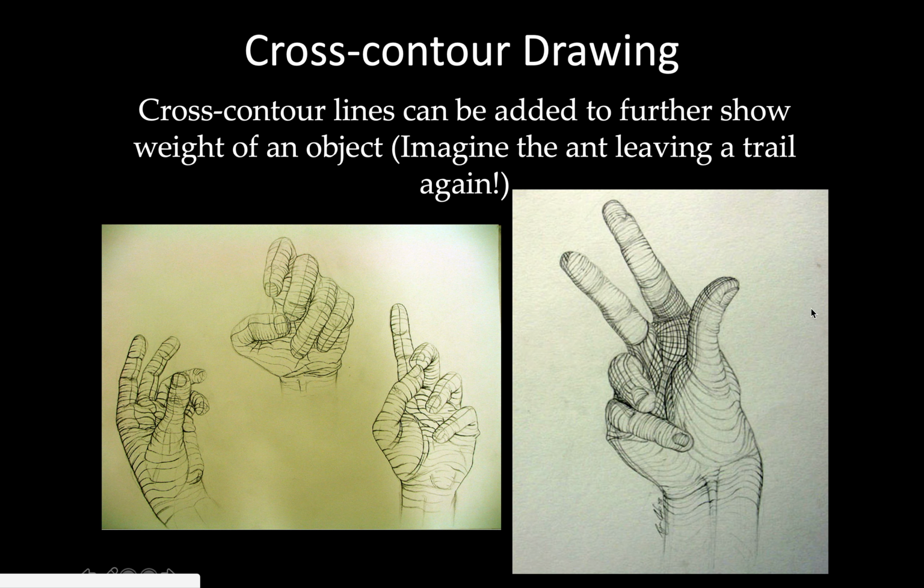For example, I'm going to point out this hand over here. We can see these beautiful implied contour lines coming around this thumb. But we also have these vertical lines now coming up. Imagine if that ant were crawling down and around the thumb. It gives us a second dimension to make this hand look more three-dimensional.